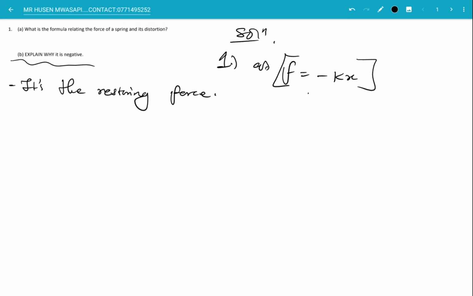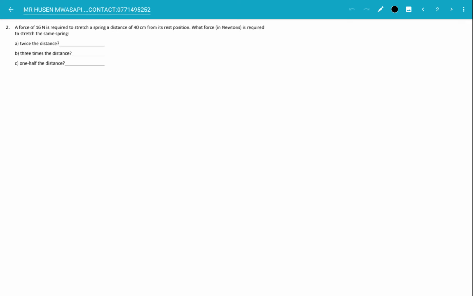Let's move on to a different question. Question 2 states that a force of 16 newtons, so we can do some data here. A force of 16 newtons is required to stretch a spring a distance of 40 centimeters. We know if we have centimeters, this should be in meters, so divided by 100. So we're basically just having 0.4 meters. That is the distance from its rest position.